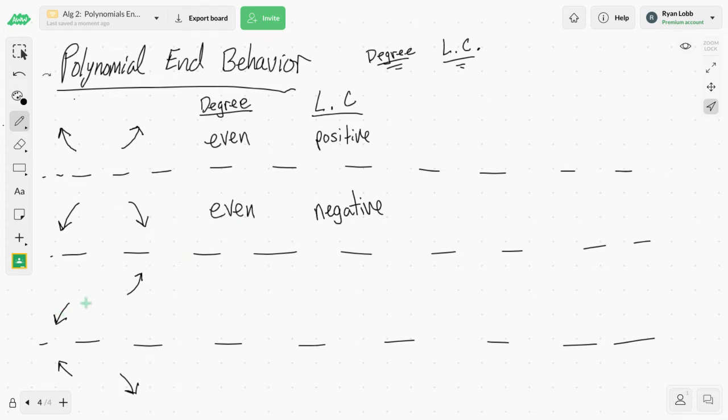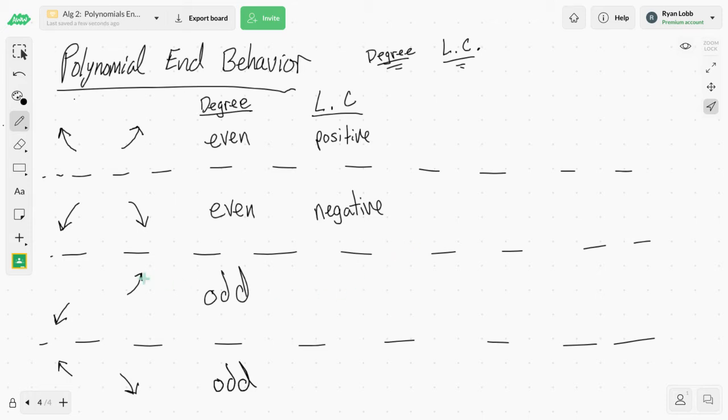Now we get down to these two. Notice that one side goes up and one side goes down. They do opposite things. The way to remember that is odd, opposite, O. Both sides are going to do opposite things. One side's going to go up, one side's going to go down. So in both of these scenarios, the degree is going to be odd.